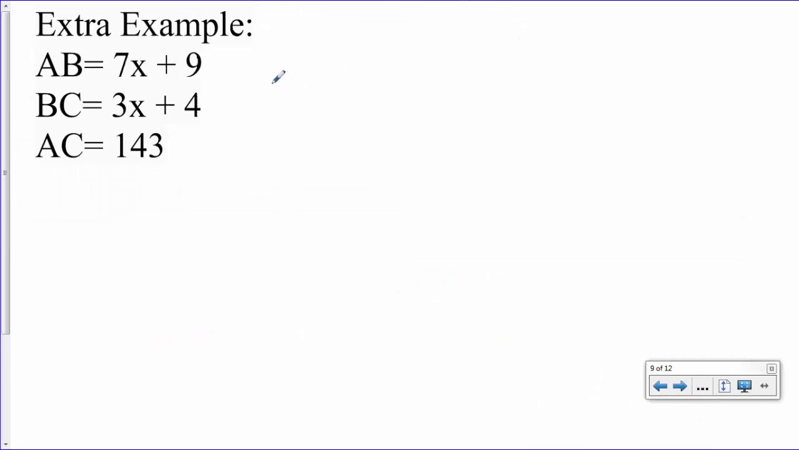Here's another example. This time there's no drawing, so the first thing we're going to have to do is get a drawing. Just make a line segment on your paper. We know we're working with A to B and B to C and A to C. So we'll start by labeling the drawing. Put a point A. We're not sure where B is, so we'll just put a point somewhere here. B. And finally point C.